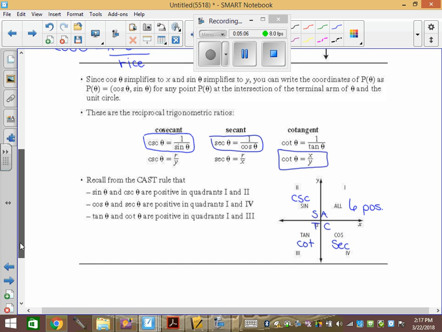So we're just adding 3 more trig ratios, but it doesn't make life any more difficult. There's just 3 more to remember. But they're just a flip of the first 3, so it's not a big deal. All right.